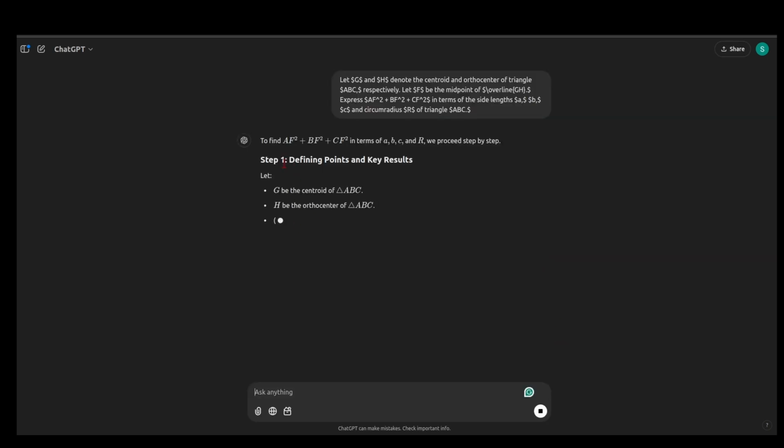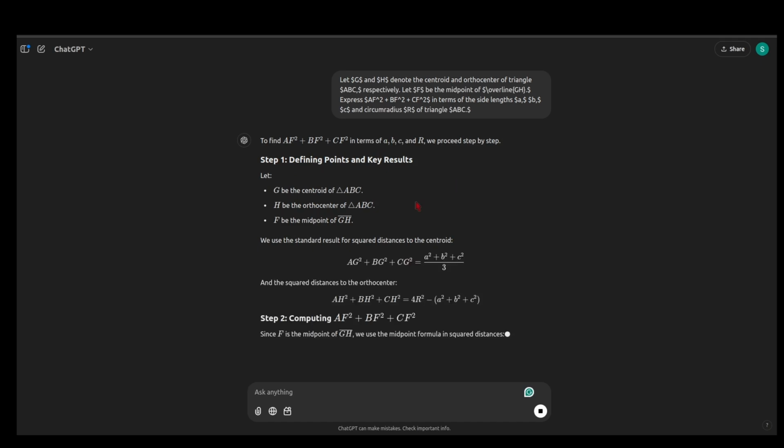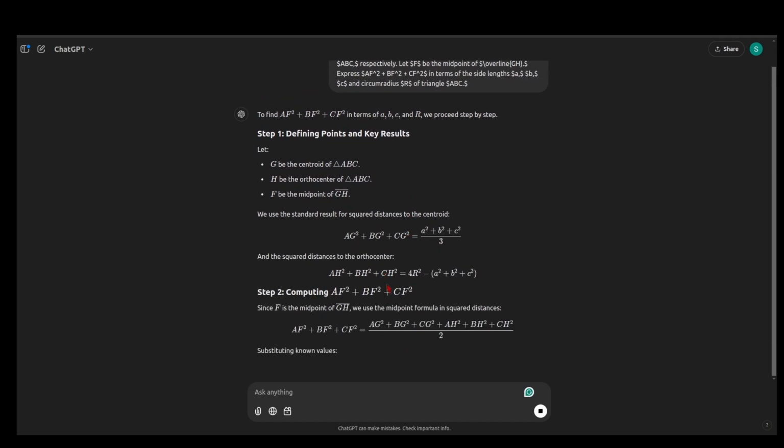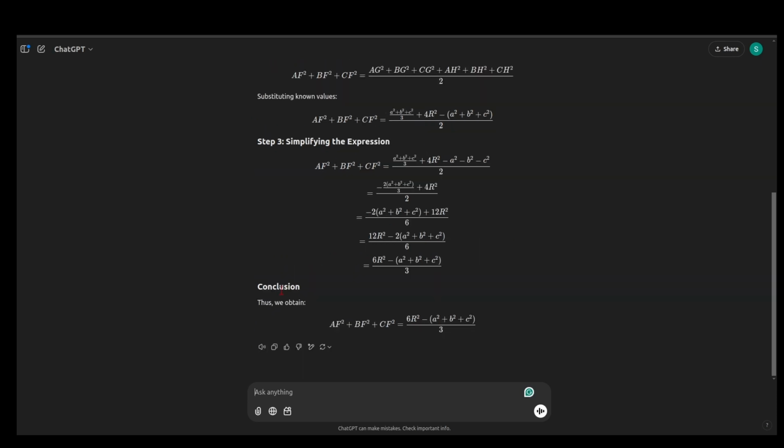It's again going step by step. It prints step 1, defining points and key results. So the last time I asked this question, it got it wrong. So let's find out how it goes this time. Simplifying the expression. So conclusion, thus we obtain AF squared plus BF squared plus CF squared is equal to 6R squared minus blah blah blah, which is actually a wrong answer. It got a similar answer last time, which was actually wrong. So let's move on to DeepSeek and find out how it addresses this problem.